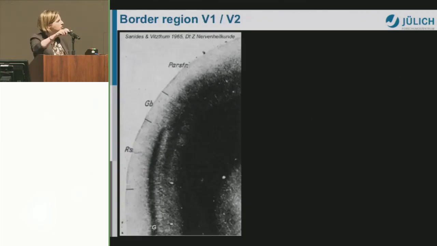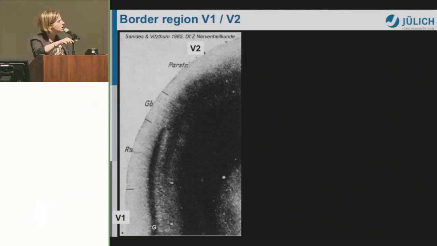And the border, particularly between area V1 and V2, where these transcallosal fibers terminate, is a very special aspect, a very special border. This has been shown already 50 years ago and has later been confirmed that we do have some kind of transition.